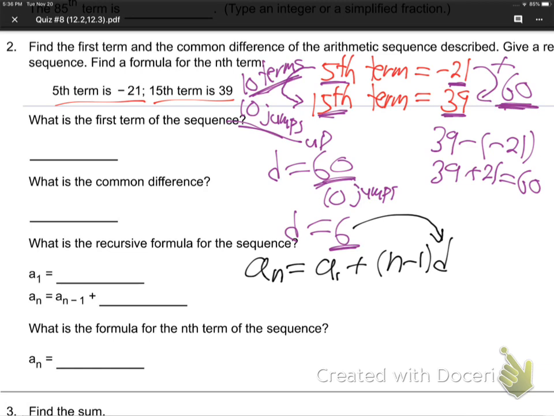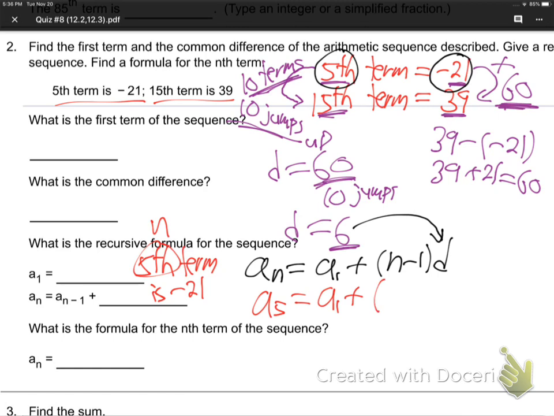And now I'm going to try to find the A1. How do I do that? Well, the fifth term is negative 21. What can I do with that information? Remember, fifth is an ordinal, that's n. So if you plug in a 5 for n, 5 right there for n.